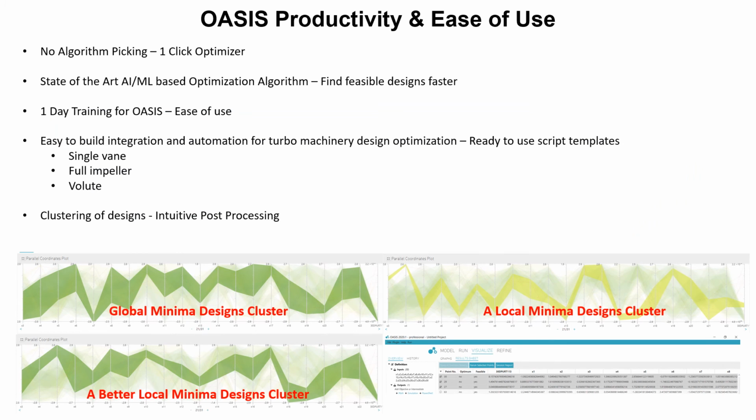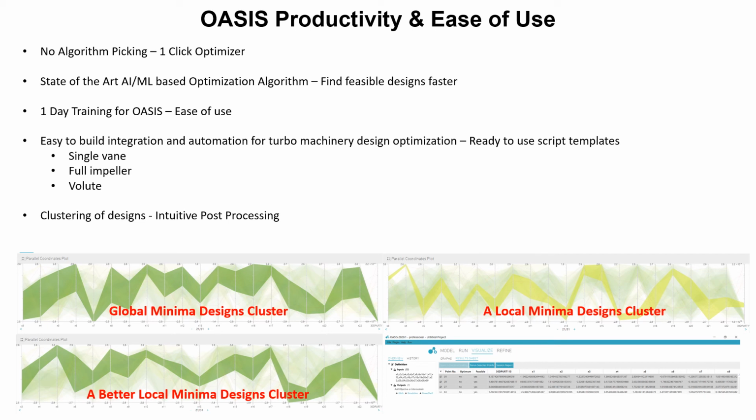I would like to finalize and recap on OASIS productivity and ease of use. So OASIS has no algorithm picking. It's a one-click optimizer, which is a state-of-the-art AI machine learning based optimization algorithm which finds feasible designs faster. One-day training is enough for OASIS.